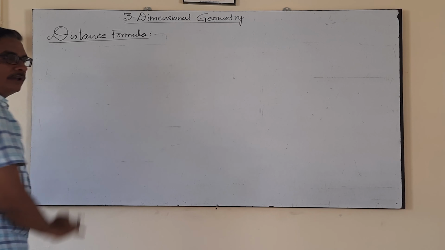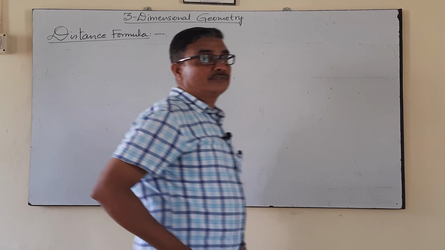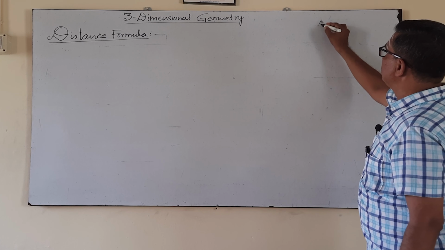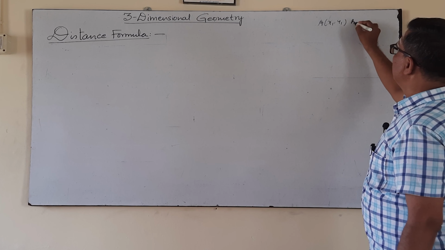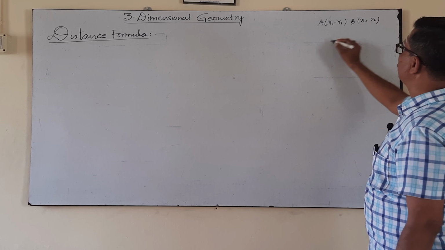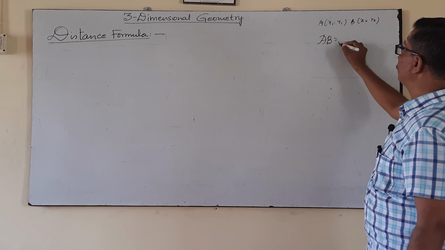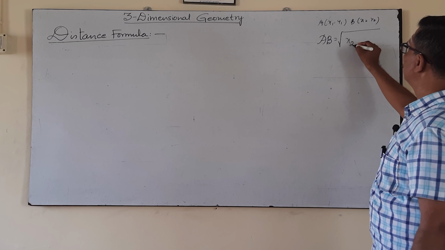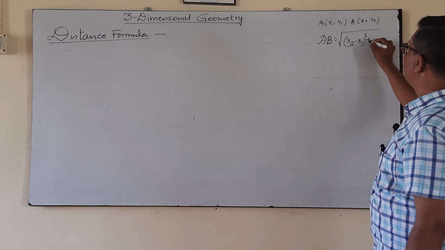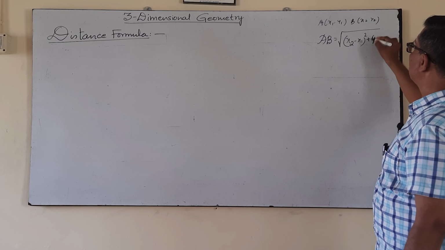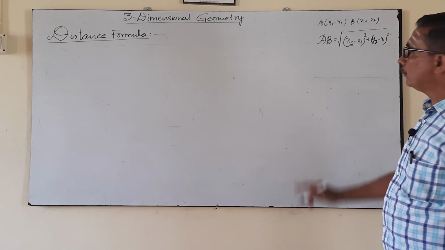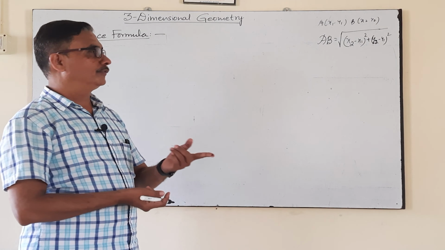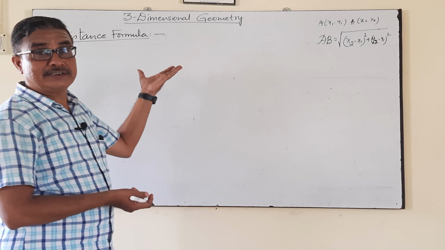Distance formula. As you know, the distance between 2 points in 2D: A is a point (x1, y1), B is a point (x2, y2). Then the distance between the 2 points, you know the formula, already learned in 10th standard: distance AB is equal to the square root of (x2 minus x1) to the power of 2 plus (y2 minus y1) to the power of 2. Same concept in 3-dimensional geometry.